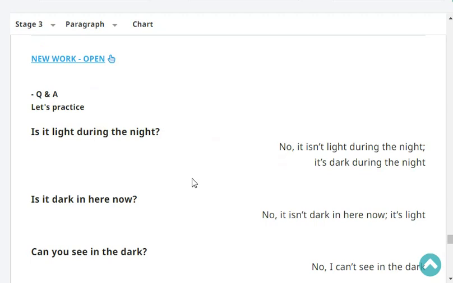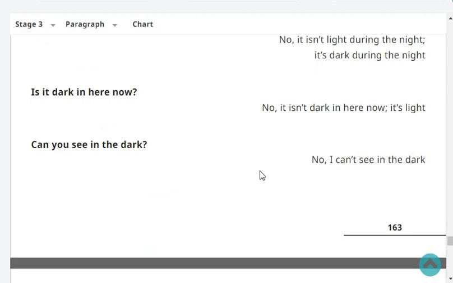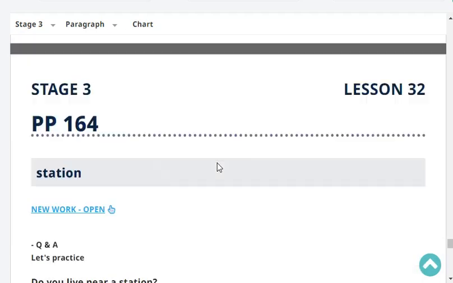Is it light during the night? No, it isn't light during the night. It's dark during the night. Is it dark in here now? No, it isn't dark in here now. It's light. Can you see in the dark? No, I can't see in the dark. Very good.